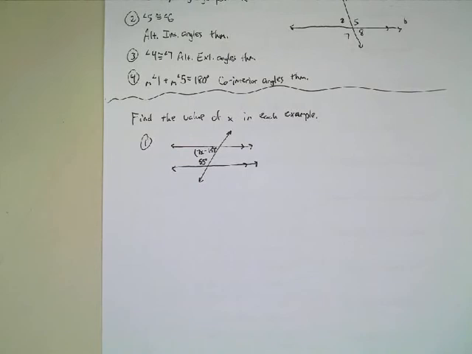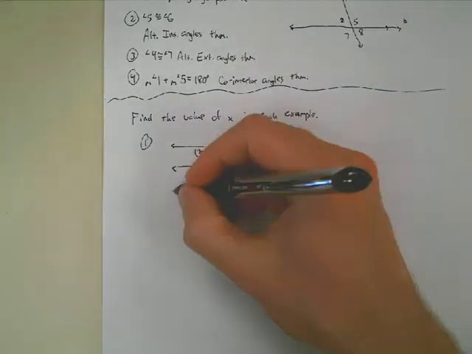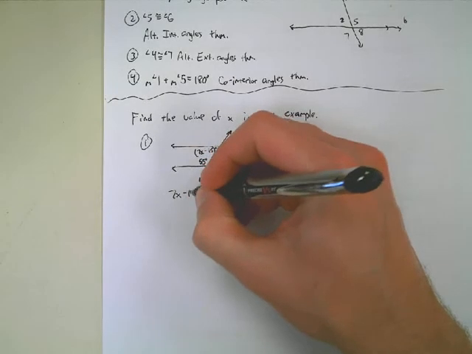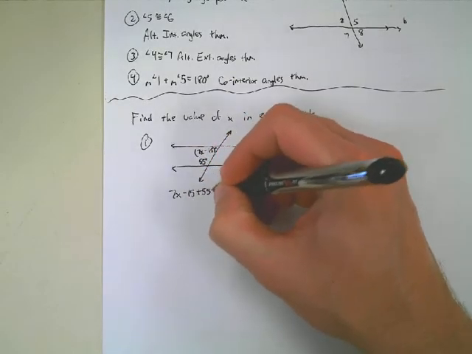What can we do here? Yeah, Stephanie. Can you do 7x minus 15 plus 55 equals 180? Exactly right, and that's because these two angles are, what's the special angle pair there? Same side interior, co-interior, one of those two would be fine. Exactly right. So you have 7x minus 15 plus 55 equals 180.